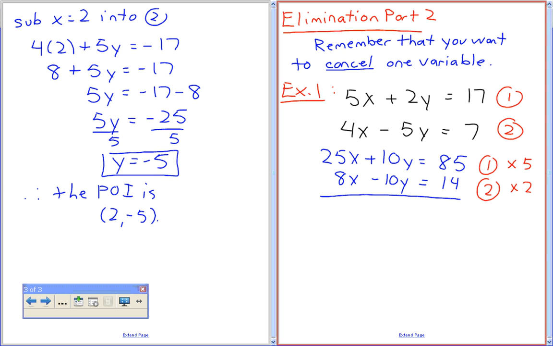Very good. This is called your elimination. You want to cancel the variables. If I take a look, 10y minus 10y are going to cancel, right? That's the whole idea. Brianna, it's adding time. Can you please add these together? 25x and 8x turns what, please? 33x. Good. 10 minus 10 is? Good. And 85 and 14 is? 99. Thank you, Brianna.